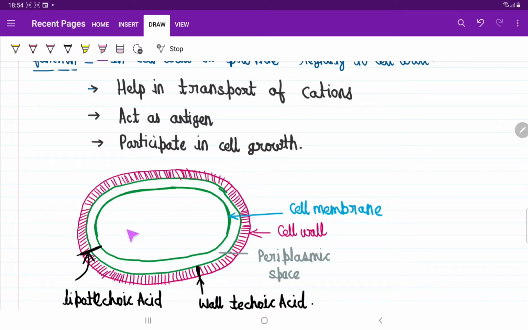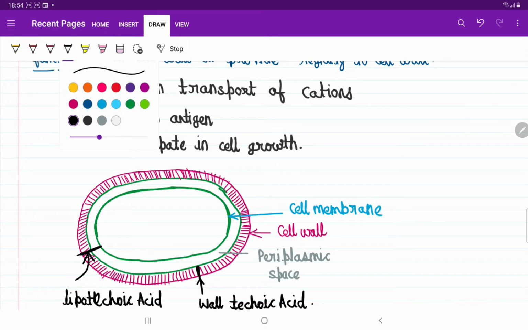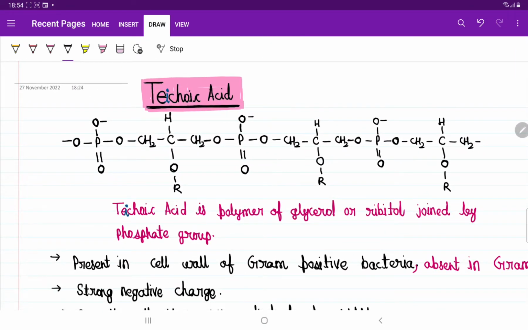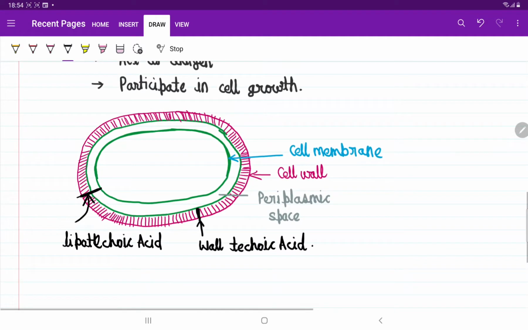Suppose this is a bacteria, and this is the cell membrane or plasma membrane of the bacteria, and then there is one space around this plasma membrane, called the periplasmic space actually, and then outside there is one rigid wall. That rigid wall is called the cell wall. The major content of this cell wall is peptidoglycan. But in many gram positive bacteria, another molecule is present, called teichoic acid. This teichoic acid structure we will see in detail in this video.